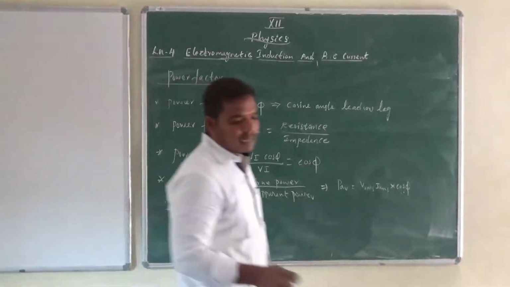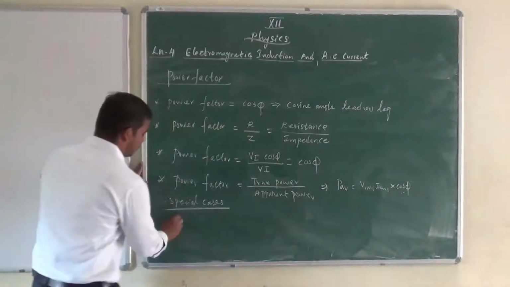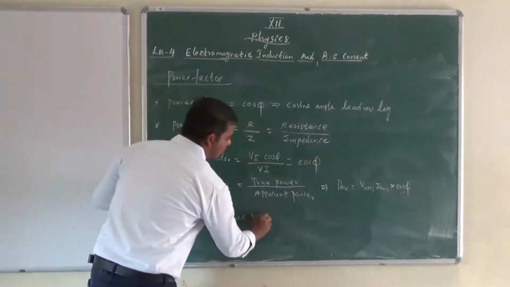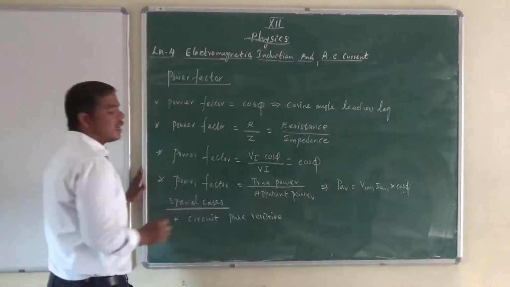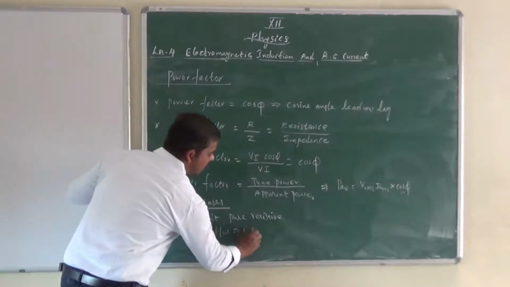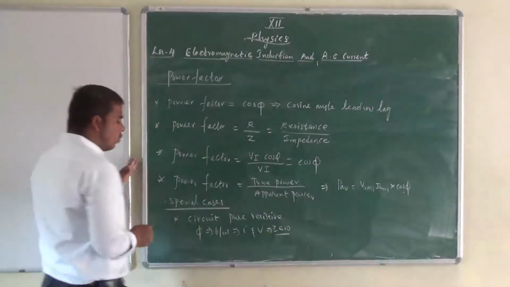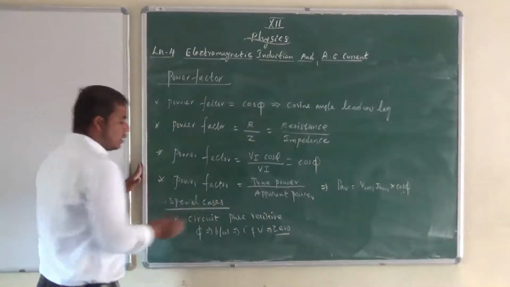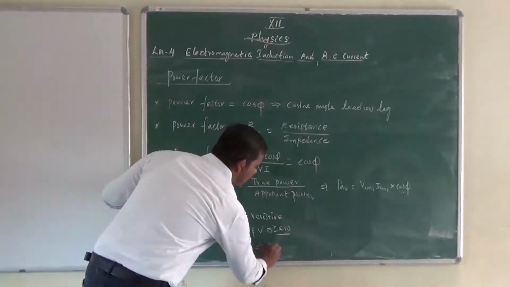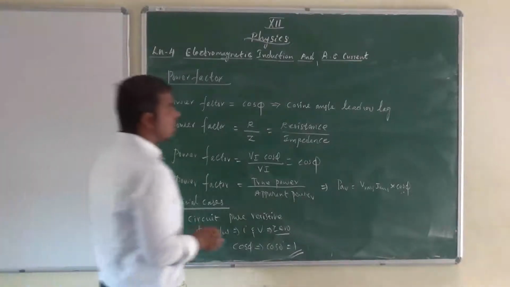So what is the power factor if the circuit is purely resistive? The circuit is represented by pure resistive. The phase angle between current and voltage, we know that, is 0. So what is the power factor? Cos phi is the power factor. So cos 0 degree is nothing but 1. Cos 0 degree is nothing but 1.